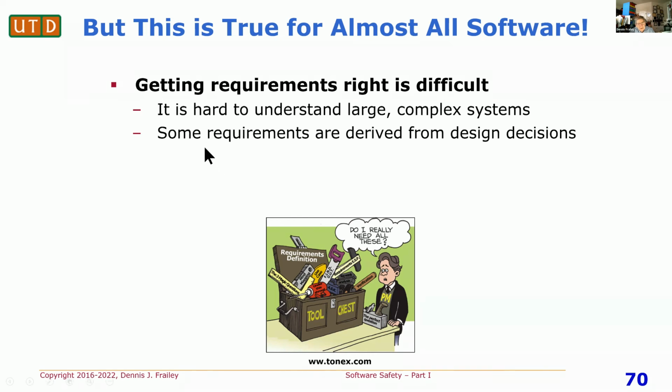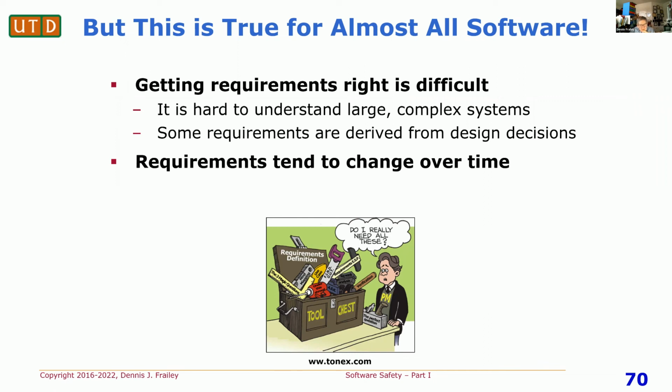Notice this last bullet here. Some requirements are derived from design decisions. Sometimes you have to alter the requirements or add to the requirements. These are sometimes called derived requirements based on how you've designed the system. Or you can even do that when you're writing the code. You can make a coding decision that causes you to have to add to the requirements. Requirements tend to change, and understanding how to respond to that is a big deal.